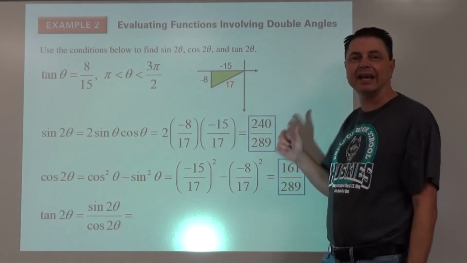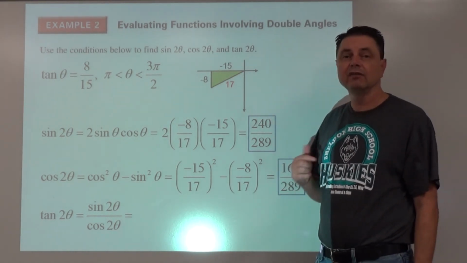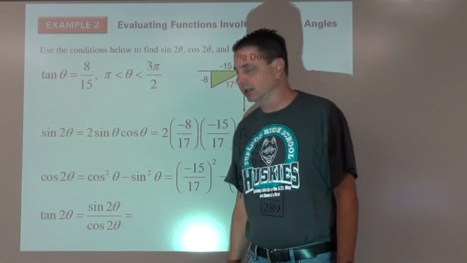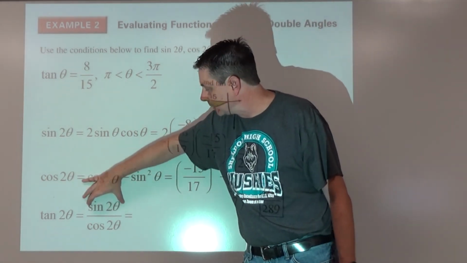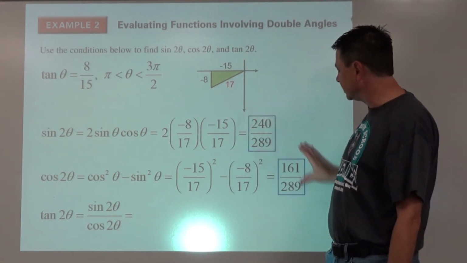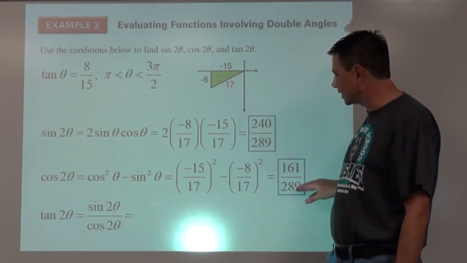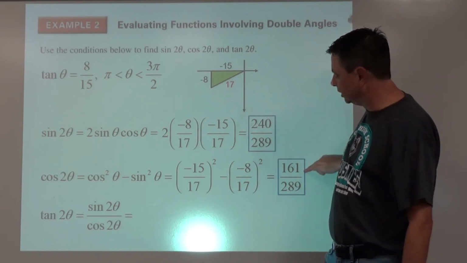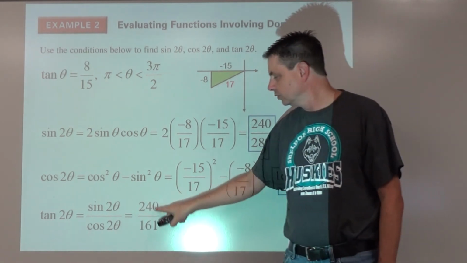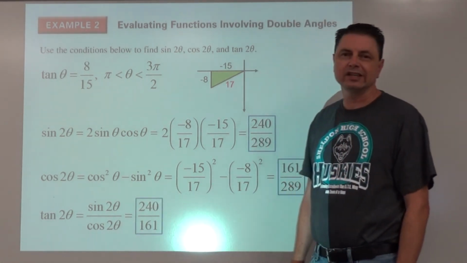And then for tangent, since we know sine of 2 theta now, and we know cosine of 2 theta now, we don't actually have to use the double angle identity for tangent. If we trust these, we can use the quotient identity. The tangent of 2 theta is sine of 2 theta over cosine of 2 theta. This divided by this, remember that our denominators will cancel, so we're going to get 240 over 161.